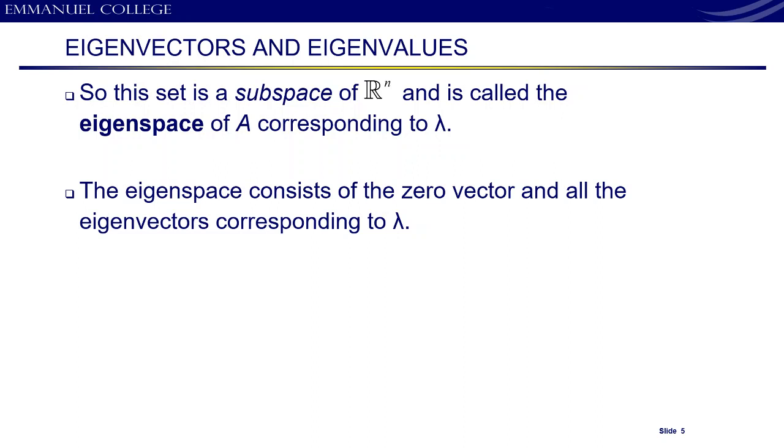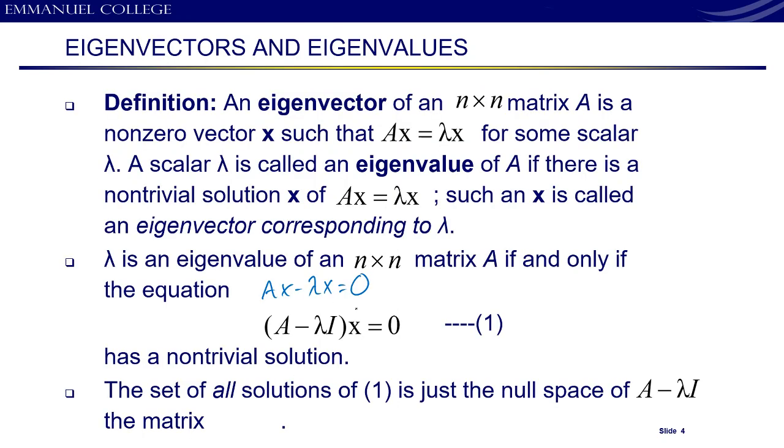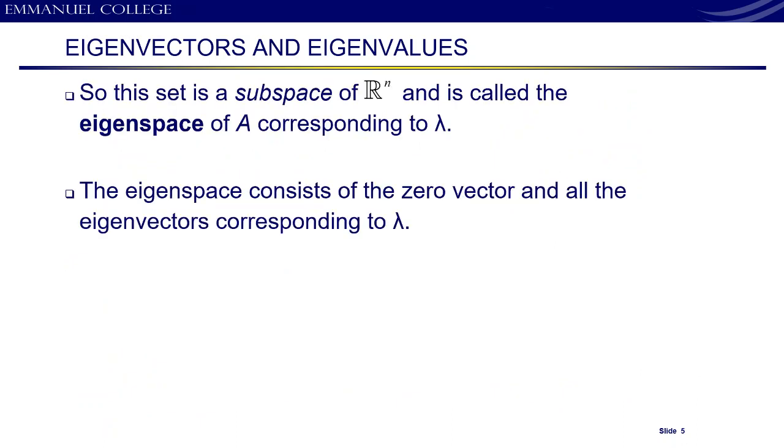Again, this is why I say you want to throw out the trivial solution. If you have 0, 0, 0, of course that's going to work with something times x equals 0. If you just multiply everything by 0, you get 0. So we tend to focus on the non-zero vectors.